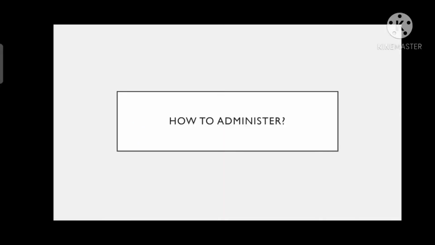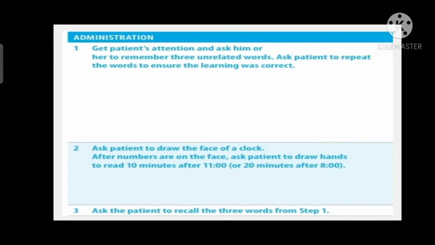So how to administer the Mini-Cog test? There are three steps in administering the Mini-Cog test. The first step is to get the patient's attention and ask him or her to remember three unrelated words. Ask the patient to repeat the words to ensure the learning was correct.